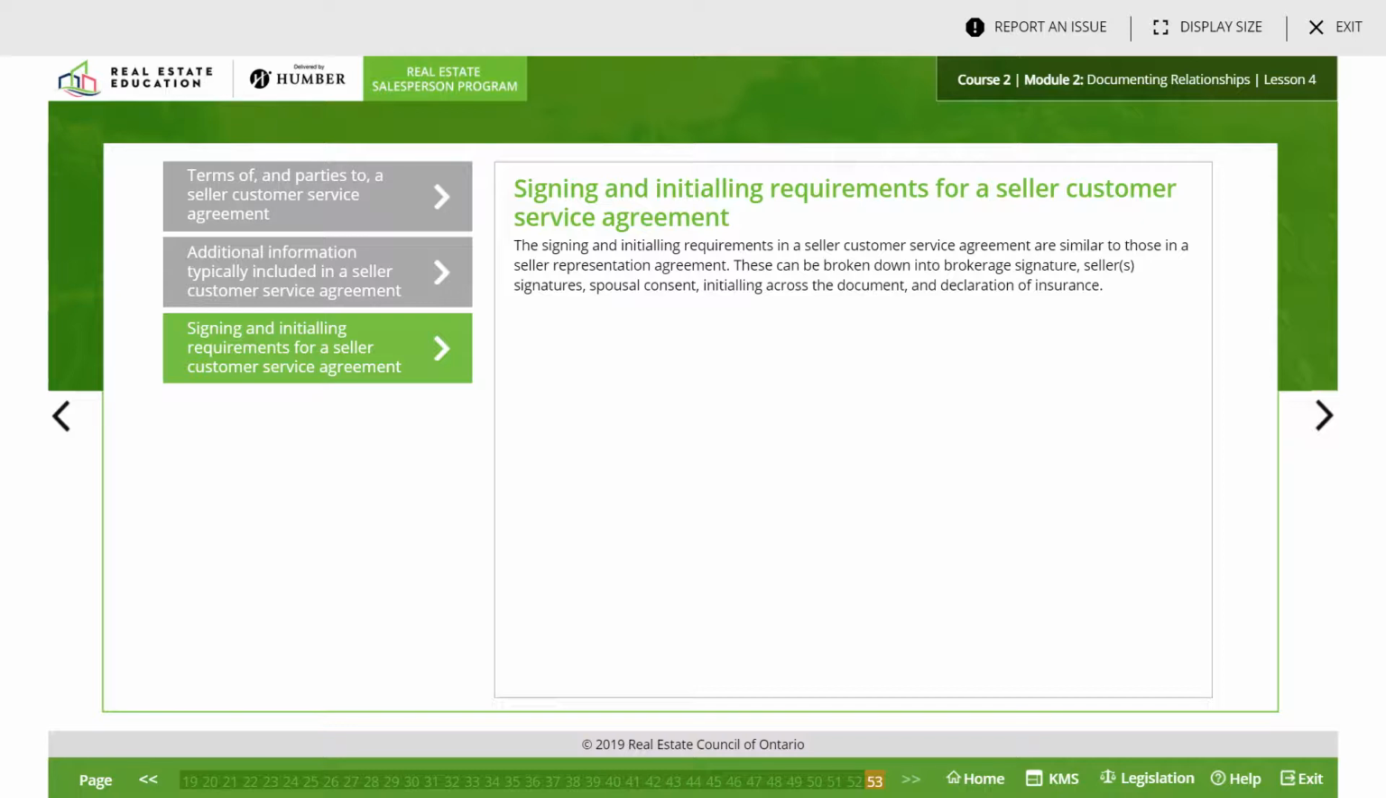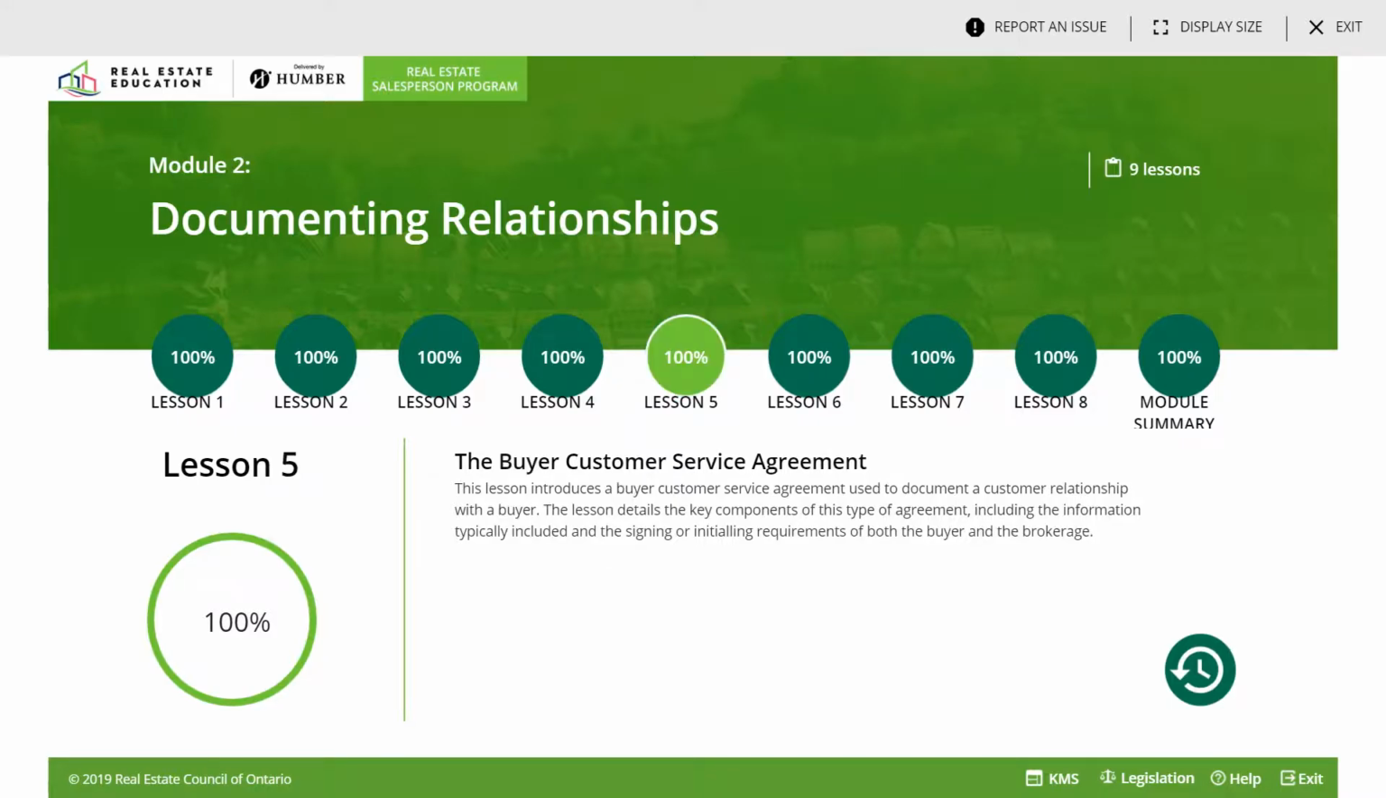The signing and initialing requirements in a seller customer service agreement are the same as those in a seller representation agreement. These can be broken down into brokerage signature, seller signature, spousal consent, initialing across the document, and declaration of insurance. So that was lesson 4. Pretty straightforward. And we're gonna go on to lesson 5.